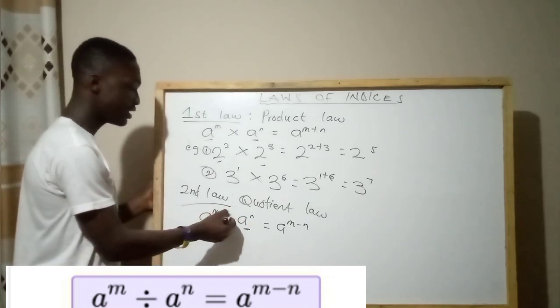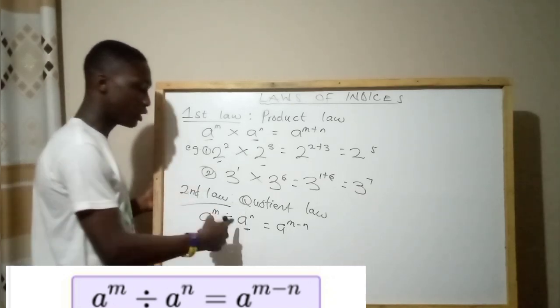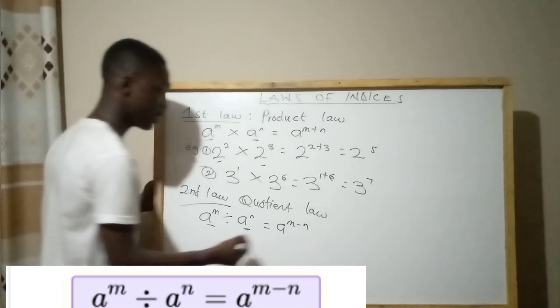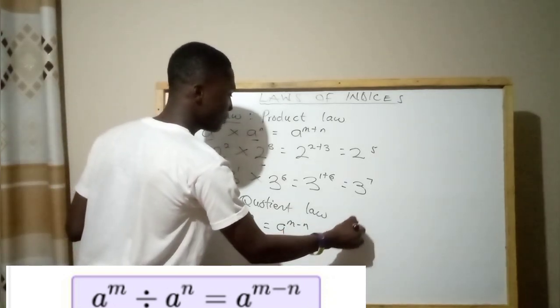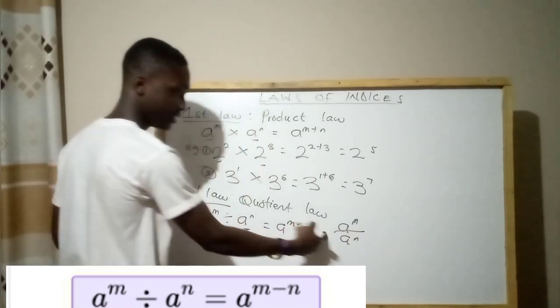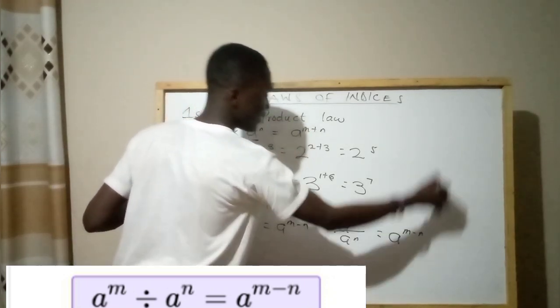So when you are dividing the same bases, you have to take one of the bases and then subtract their exponents. Or you can also write it like this: you have a power m over a power n. Here it is still division. We take one of the bases and then subtract their exponents.